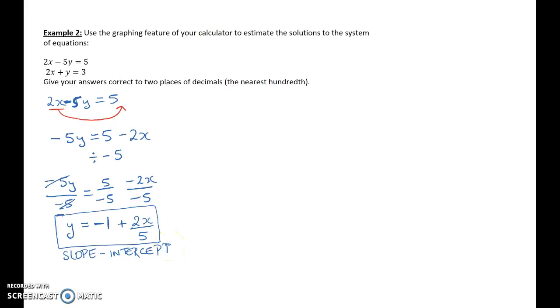Now let's do the same thing for the second equation, which is a little bit easier in this case. The second equation is 2x plus y is equal to 3, and if we want y on its own, then we'll have to move the 2x across. So we'll move the 2x across to the other side, and that leaves us with y is equal to 3 minus 2x. So it's a little bit simpler. That equation is also in slope-intercept form now because y is on its own.